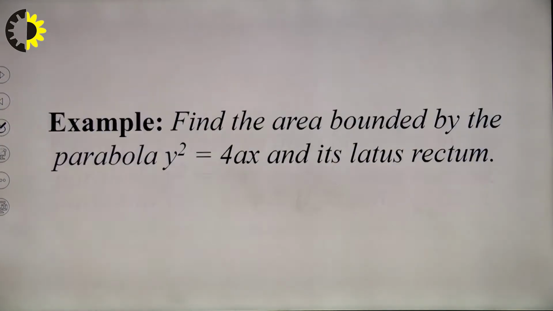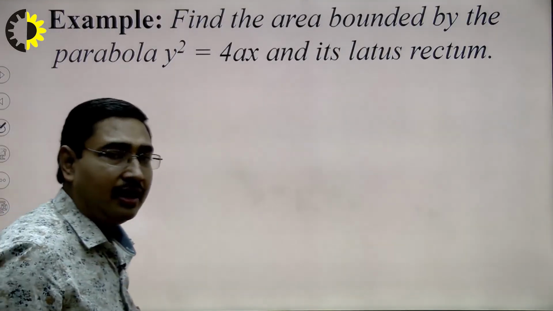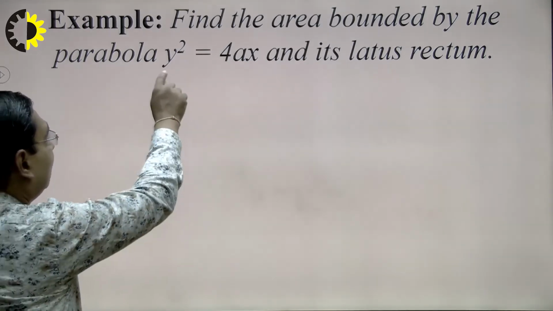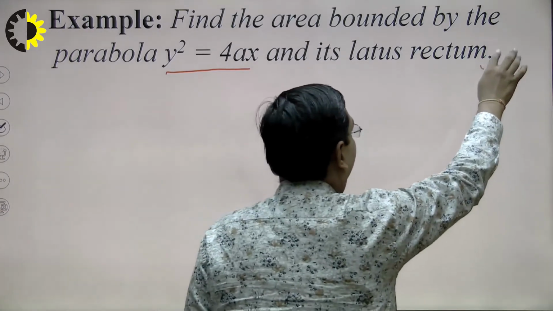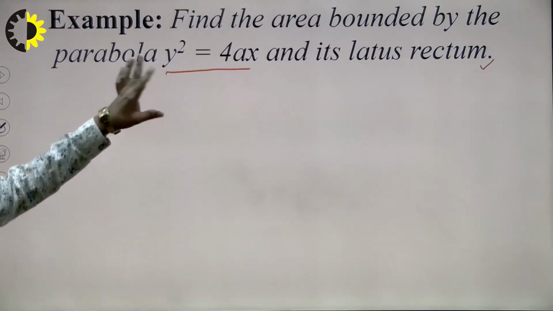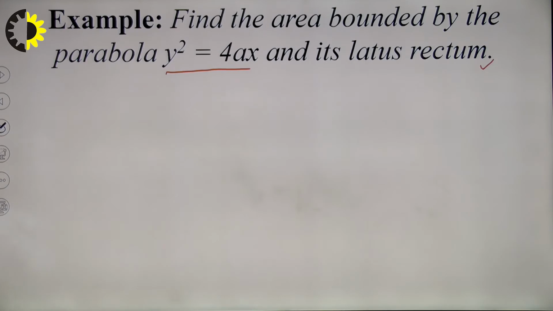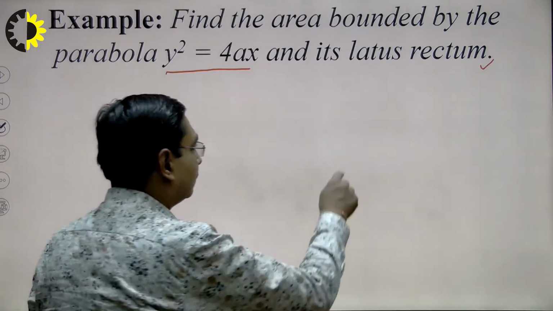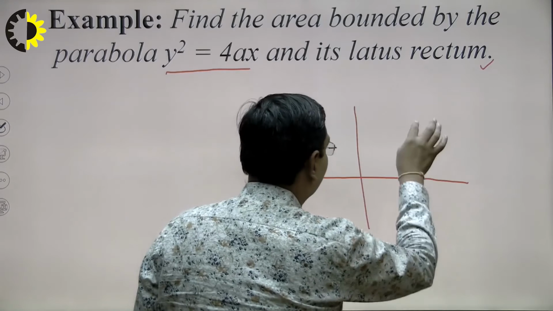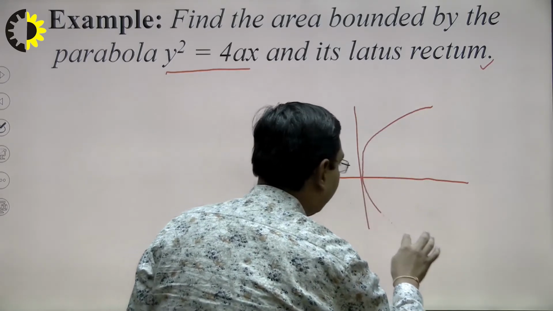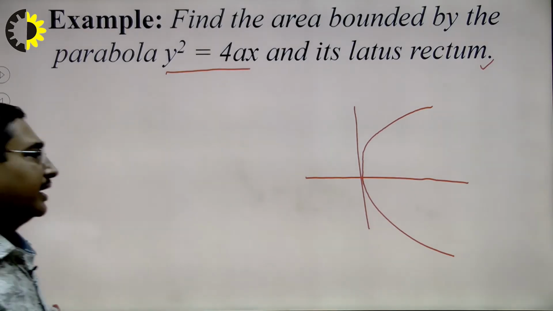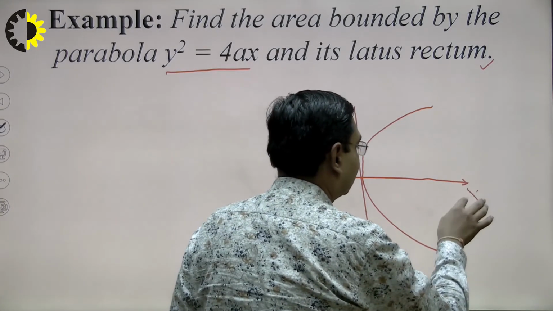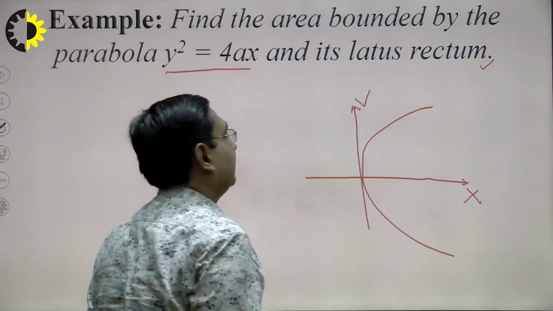We take an example. Find the area bounded by the parabola y square equals 4ax and its latus rectum. We want to find the area bounded by this parabola y square equal to 4ax and its latus rectum. The parabola y square equal to 4ax, I am assuming it to be positive, is looking like this, which is opening rightward. This is the x axis, this is the y axis.